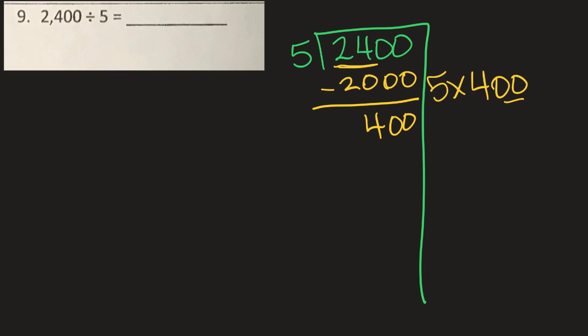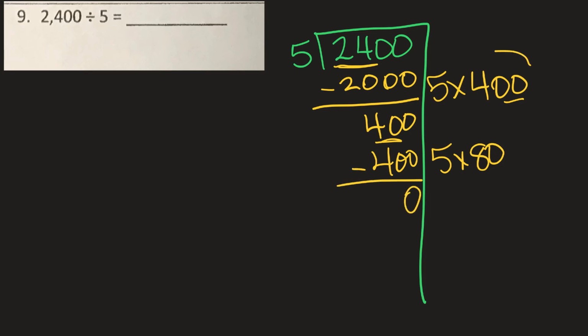So now I don't have enough to do 5 times 100. So I'm going to look at those first two numbers. I know 5 times 8 is 40. So 5 times 80 is 400. And I have nothing left. So I just add my groups of 5, and 400 plus 80 is 480. So 2,400 divided by 5 is 480.